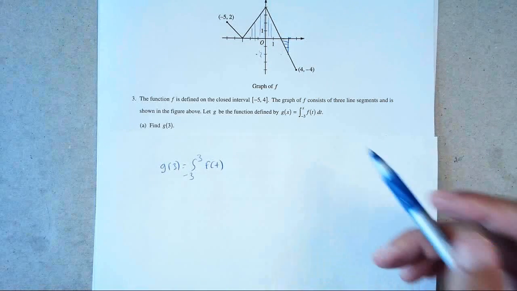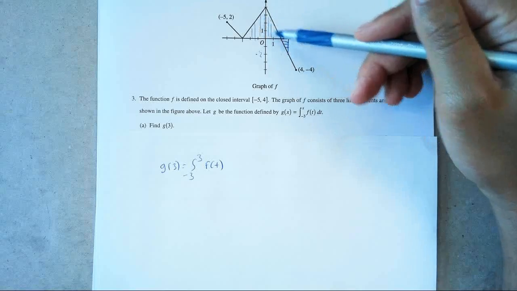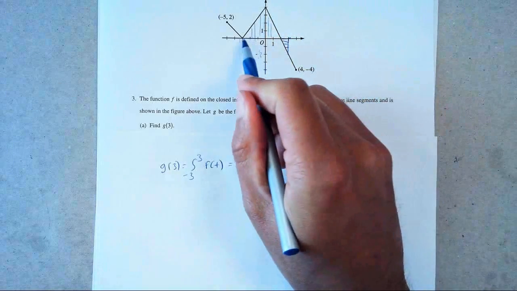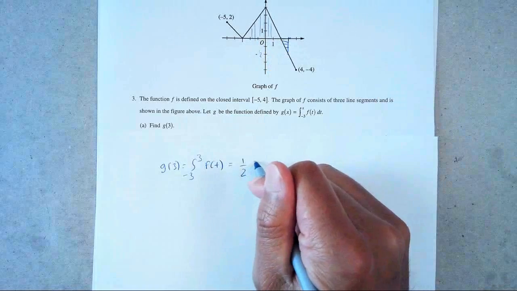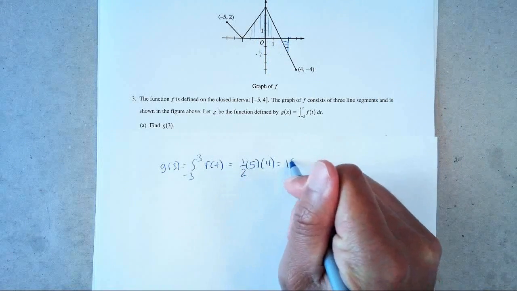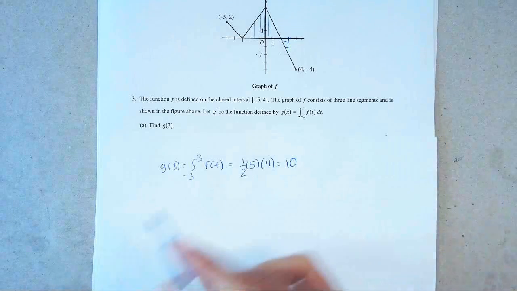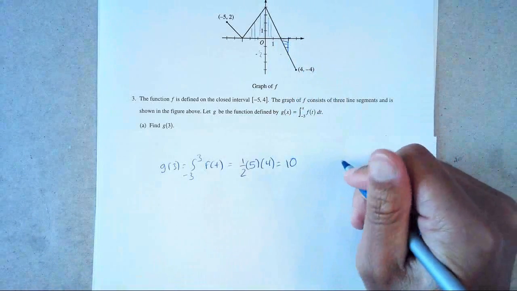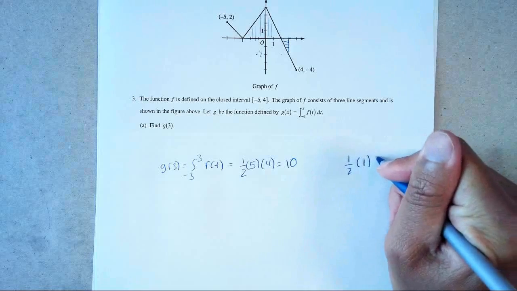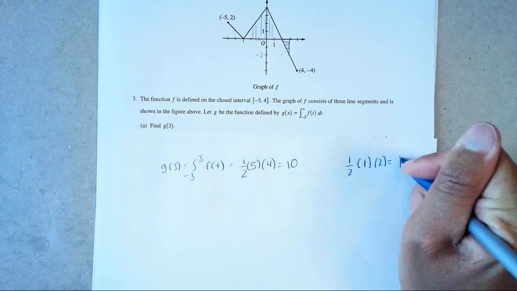Now when I want to find the area, I'm going to separate the area into these two triangles. First, the area of this triangle, which is equal to 1/2 times the base, which is 5, times the height, which is 4. This is going to give you a total of 10. Then you have to find the area of this triangle, which is 1/2 times the base, which is 1, times the height, which is 2. And this equals 1.